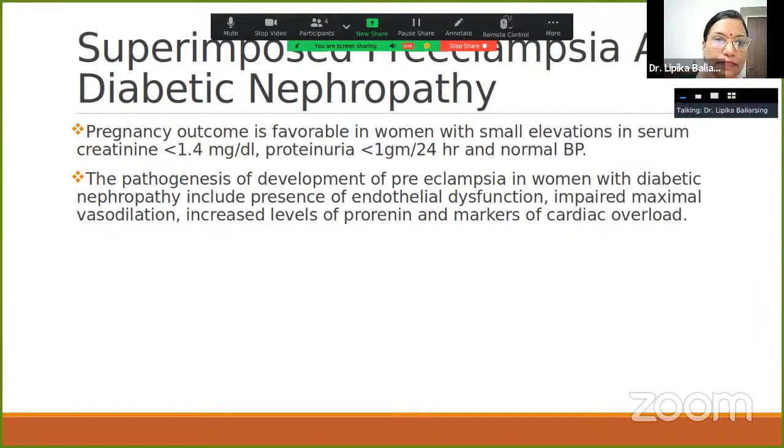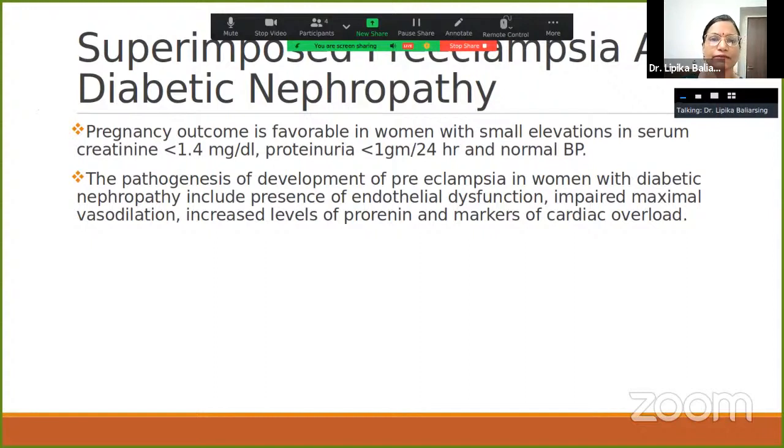And a little bit about the superimposed preeclampsia and diabetic nephropathy. The pregnancy outcome is favorable in these females who have the serum creatinine less than 1.4 milligram per deciliter, the proteinuria less than 1 gram per 24 hours, and normal BP. If there is any deviation, like abnormal blood pressure readings, or the proteinuria is more, or the creatinine is more, then their outcome is not going to be favorable for both the mother and the child.